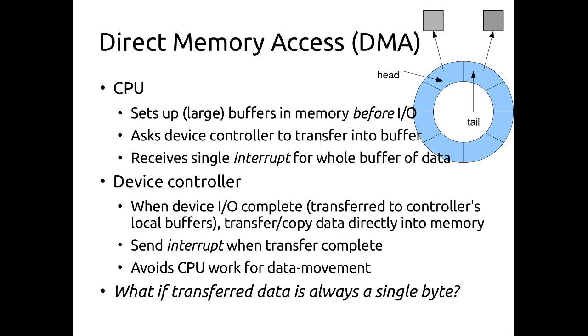And the point of this memory is that the CPU can set up large buffers in memory before requesting the I/O from the device controller, and ask the device controller, instead of transferring it into its own buffers to be read out byte by byte later by the CPU, to transfer that data itself into the buffers that were set up by the CPU. This is called direct memory access because now the device controller itself is transferring data from that physical device directly into the memory that the CPU can access.